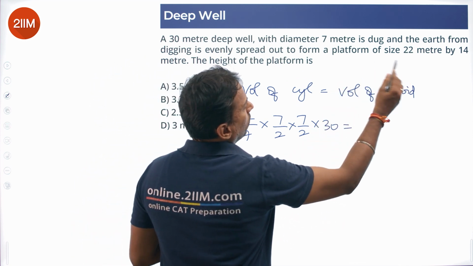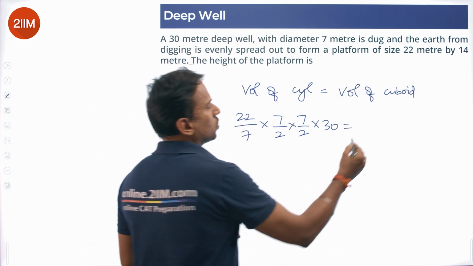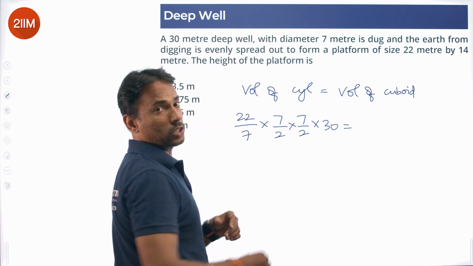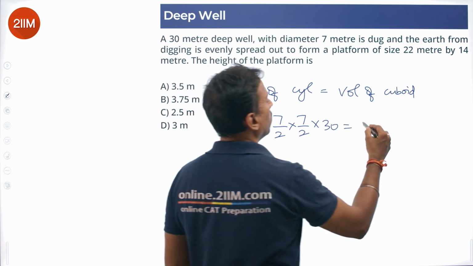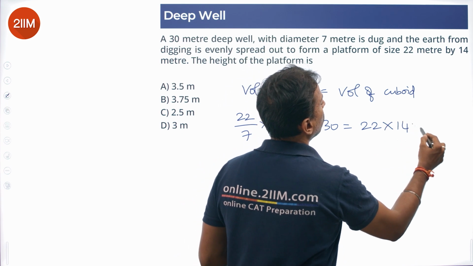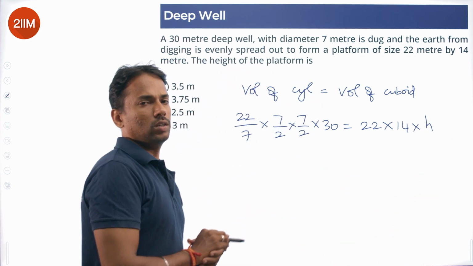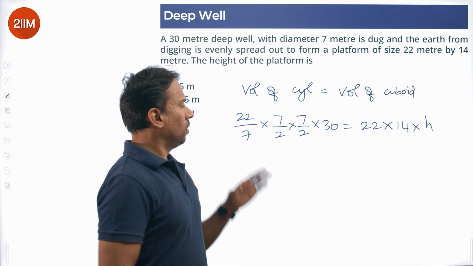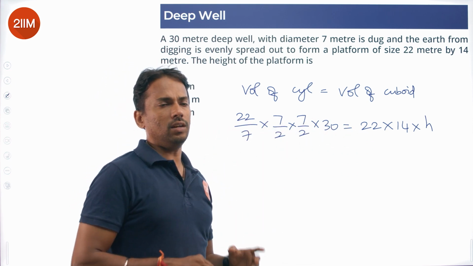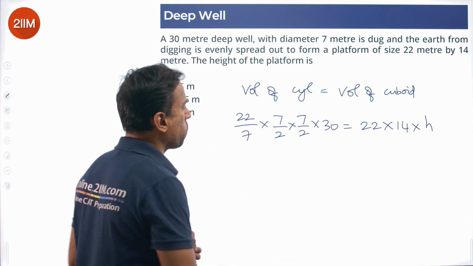The length and breadth are given, 22 by 14. We need to find the height. So volume of cuboid is going to be length into breadth into height. That's going to be 22 into 14 into height we have to find. That's all. So h is the only variable. We have all the other things properly set. Solving for h, we get the answer.